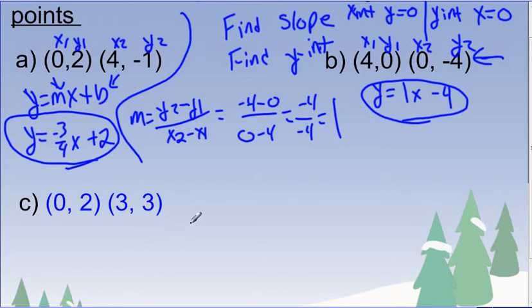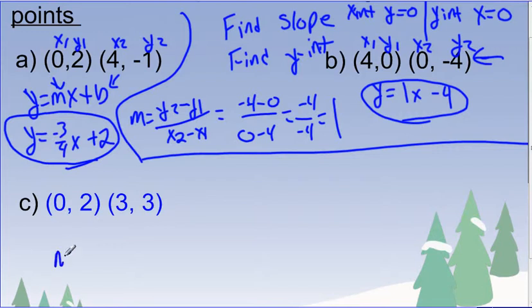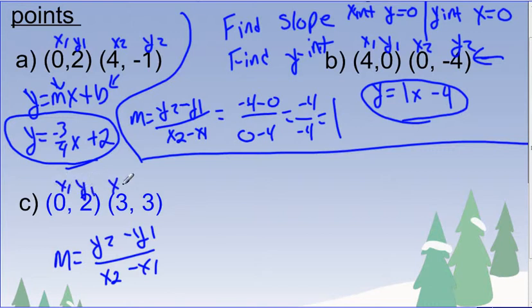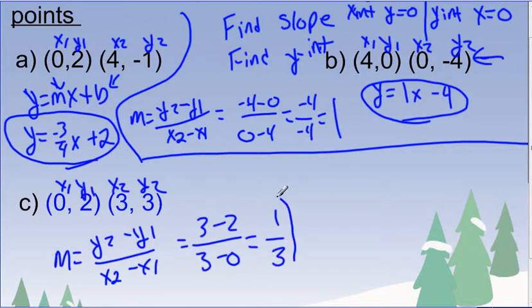Okay, you should be done by now, so let's see what we got. Well, we need to find slope and find intercept. So let's find slope. m equals y2 minus y1 over x2 minus x1. So we're going to take 3 minus 2 over 3 minus 0. 3 minus 2 is 1. 3 minus 0 is 3. So that is our slope. So we have y equals 1/3 x.